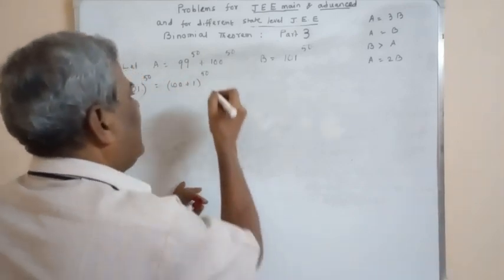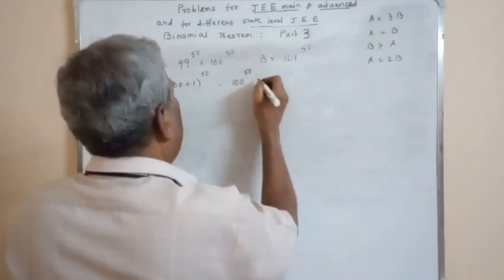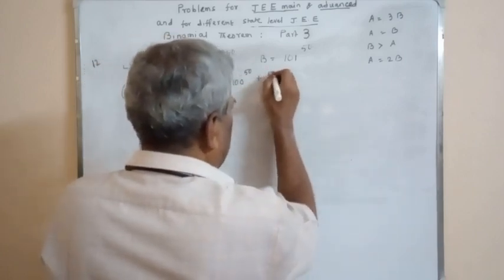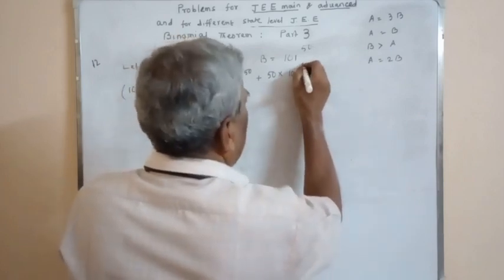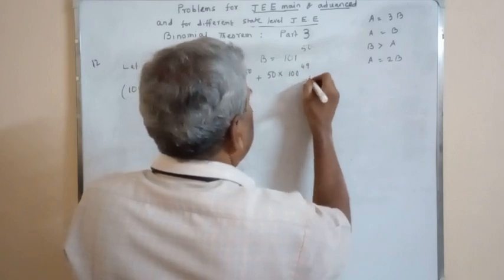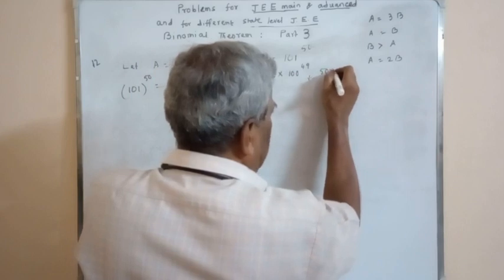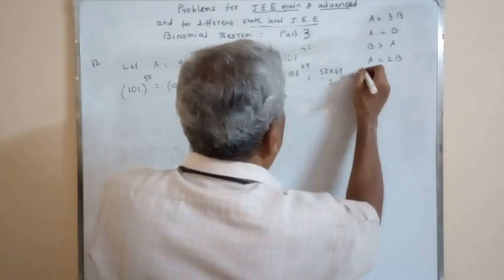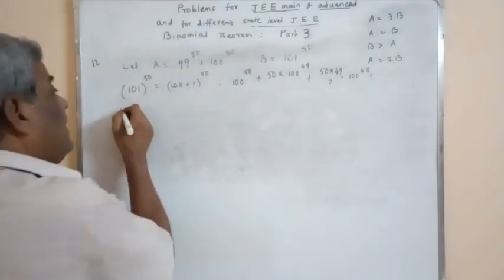Expanded binomially, this is equal to 100 to the power 50 plus 50C1, that is 50 into 100 to the power 49, plus 50C2, 50 into 49 by 2 into 100 to the power 48, and so on. If required, I write one or two more terms.